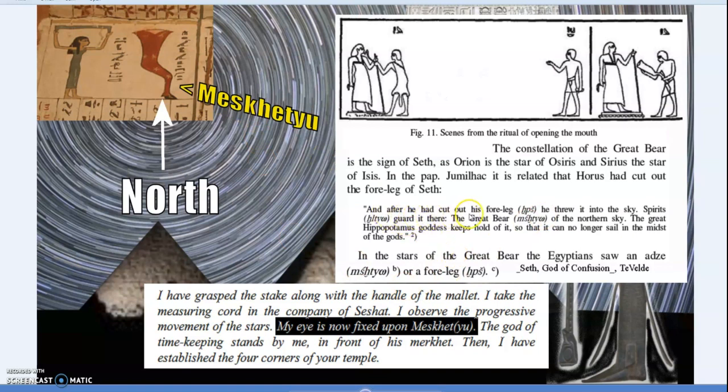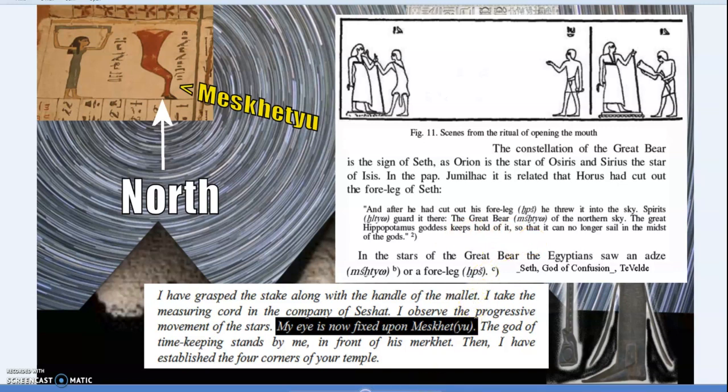After he cut out his foreleg, he threw it into the sky. Spirits guard it there. The great bear, which is Mesketu of the northern sky. The great hippopotamus guards, keeps hold of it. We can see the hippopotamus Mesketu references in other astronomical texts from the Egyptians as well. But this is Set, was his leg.